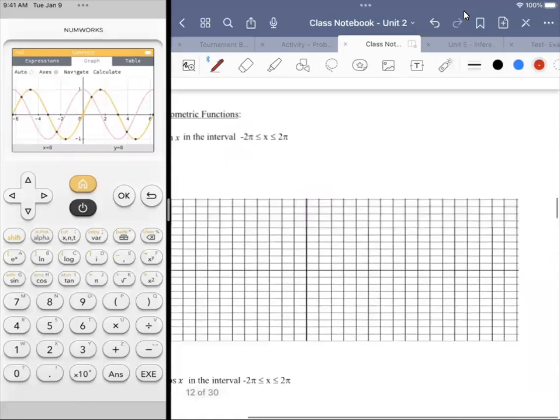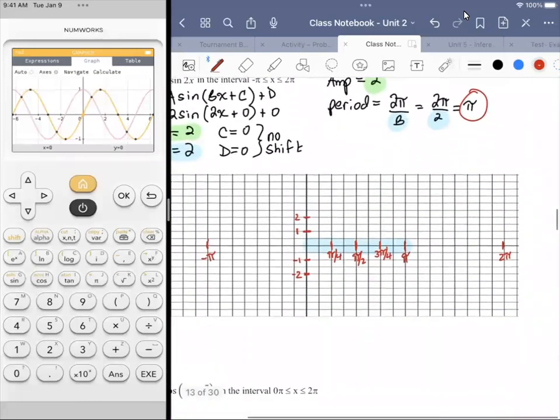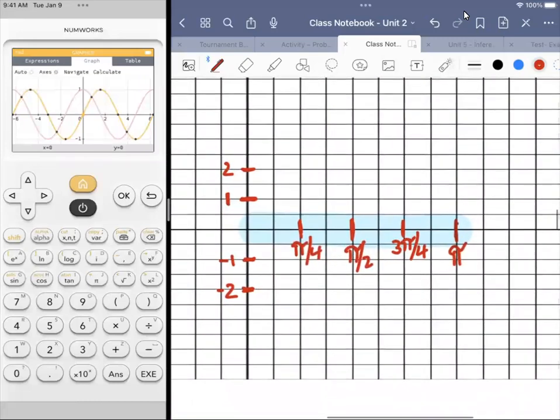All right. So that's what I want to do here. I broke it up into quarters. I'm going to start off at the midline. I'm going to increase to the maximum at the quarter-way point, the midline at the halfway point, the minimum at the 3/4 point, and then back to the midline at that end point. So this is one full cycle of a sine wave.